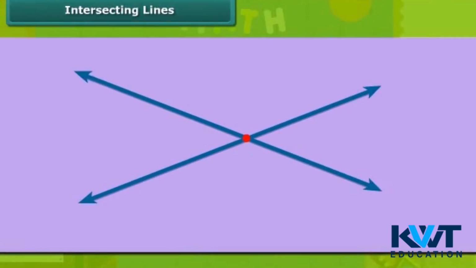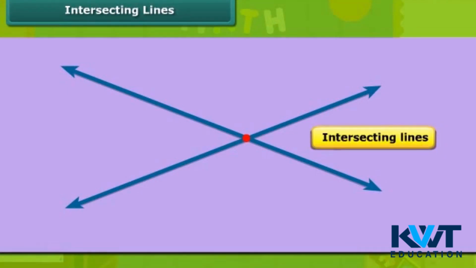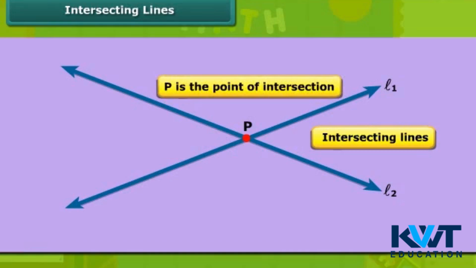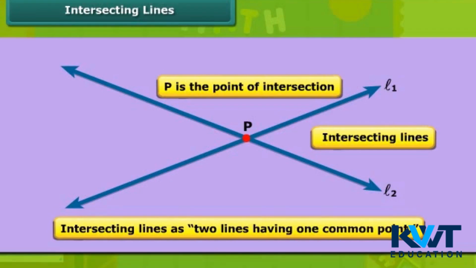Look at the figure. When 2 lines pass through a single point, we call them intersecting lines. 2 lines L1 and L2 pass through a point P, then L1 and L2 are intersecting lines, and P is the point of intersection. We can also define intersecting lines as 2 lines having one common point. A variety of examples around us have intersecting lines.